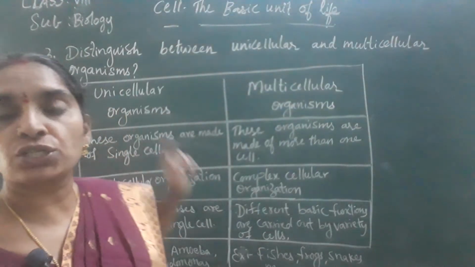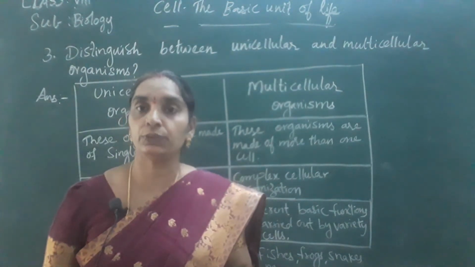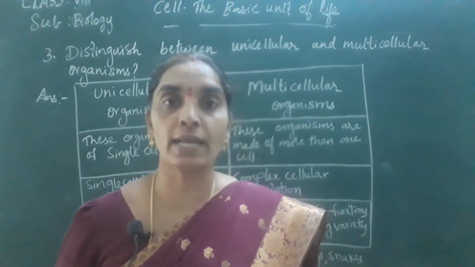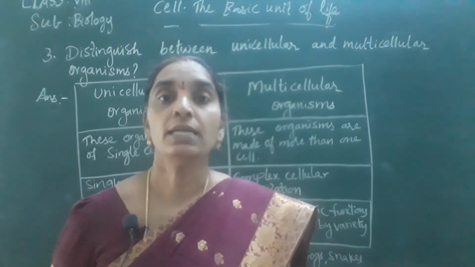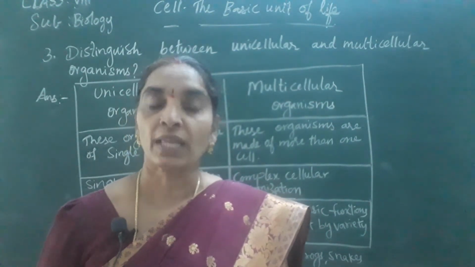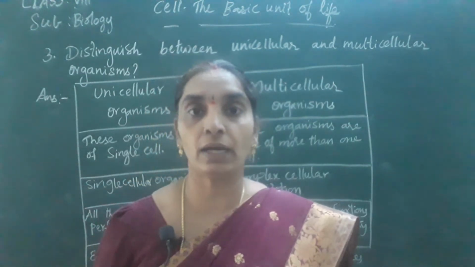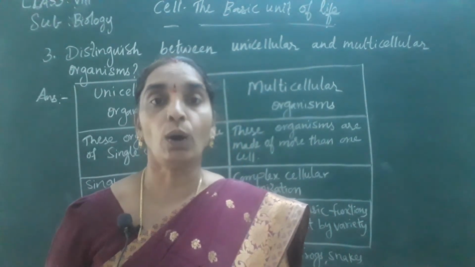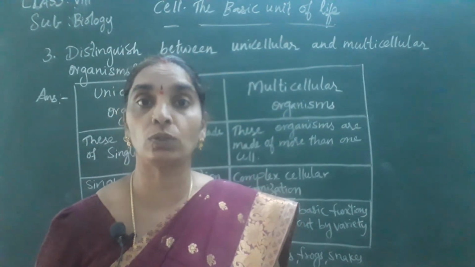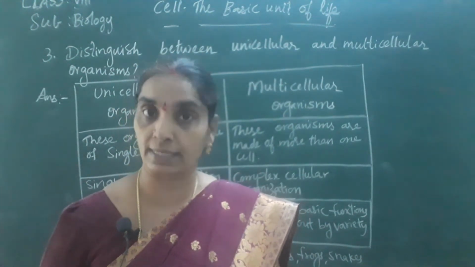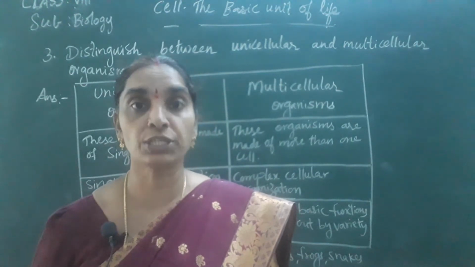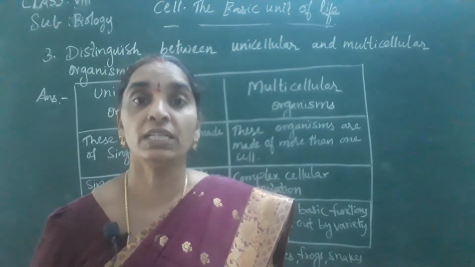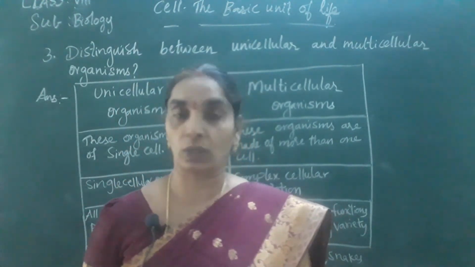In this third question, distinguishing between unicellular and multicellular organisms: unicellular organisms, as you know very well, are made up of a single cell, and multicellular organisms are made of numerous cells, that is, more than one cell. All the life processes in unicellular organisms are performed by a single cell, whereas the different basic life functions are performed by different cells in the multicellular organism.